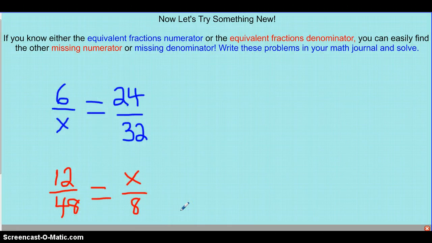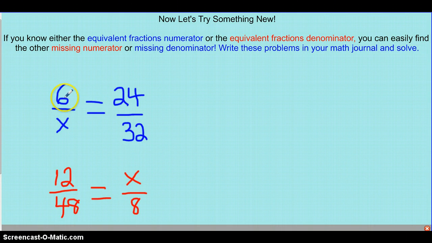Now let's try something new. If you know either the equivalent fraction's numerator or the equivalent fraction's denominator, you can easily find the other missing numerator or missing denominator. Write these problems in your math journal and solve. Pause the video if you need to.